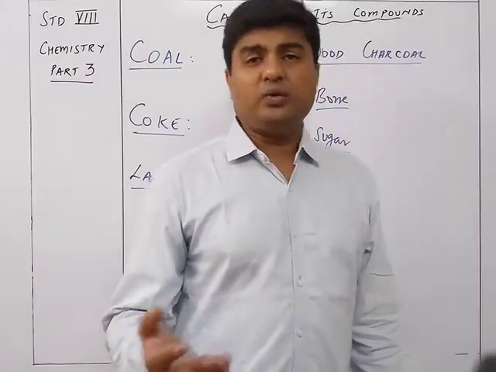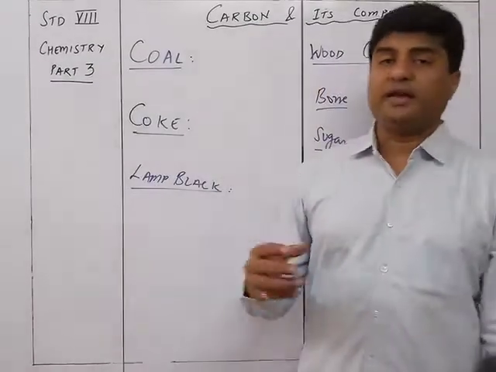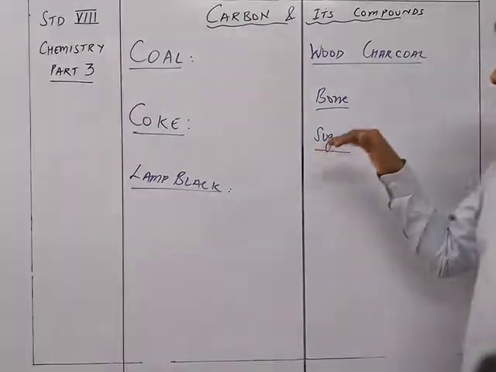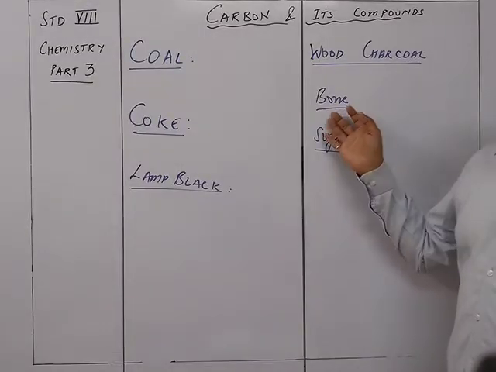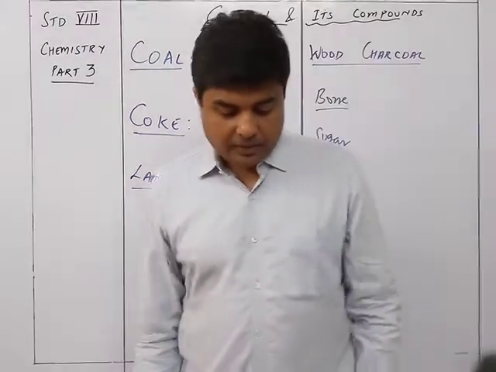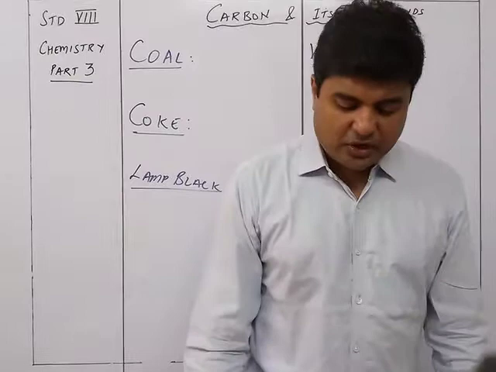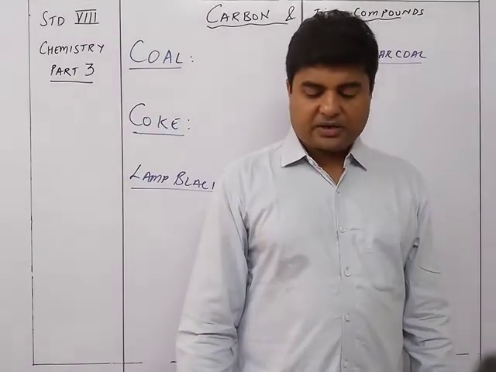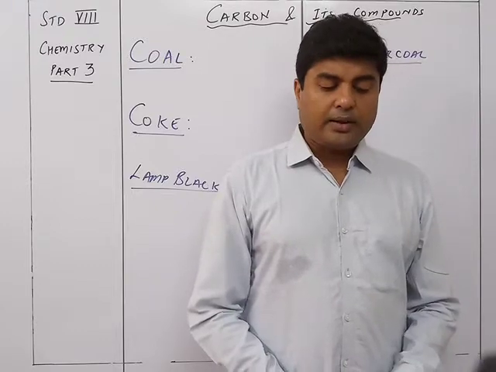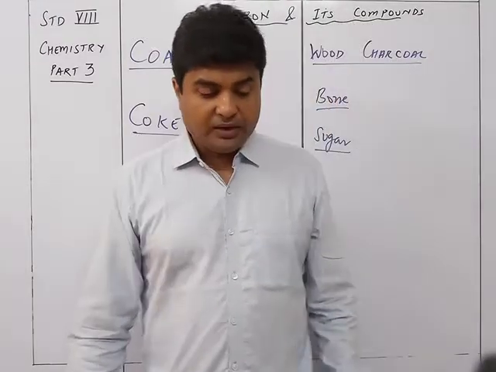So when I do the destructive distillation of both, see, we did destructive distillation of wood and we got wood charcoal. So if we do the destructive distillation of bone, we get bone charcoal. We do destructive distillation of sugar, we get sugar charcoal. So sugar charcoal is an amorphous allotrope of carbon obtained by destructive distillation of cane sugar. So this way, these are the amorphous allotropes of carbon.